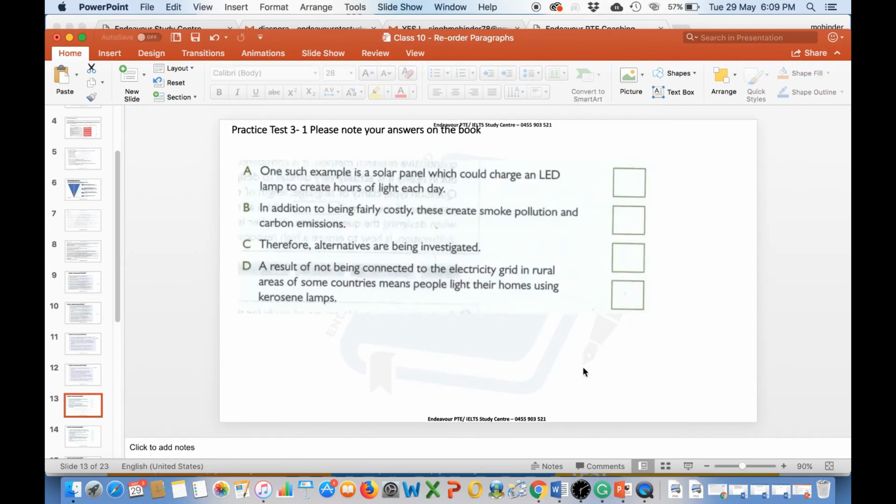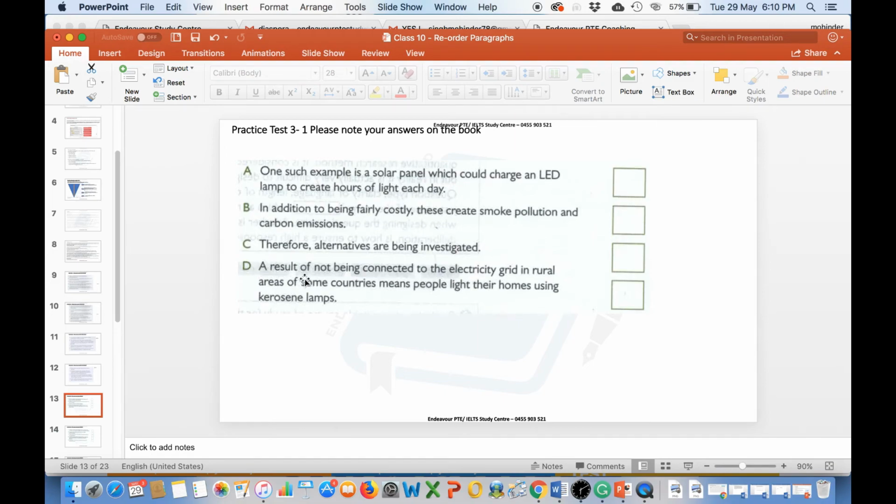Let's have a look at the next one. Now, one such example, so we do not know what they are talking about. Not my first one. In addition to being fairly costly, it is already adding, in addition to, so not my first one. Therefore, not my first one. A result of, even though that has a result which should generally go at the end, because they are talking of A, which is an open, generic article, so that is my first one.